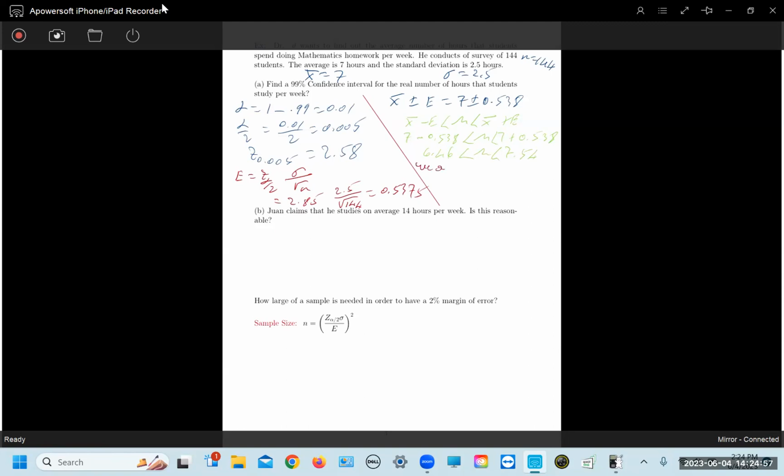So the conclusion: we are 99% confident that the true number of hours spent studying is between 6.46 and 7.54 hours, because here we talk about hours.